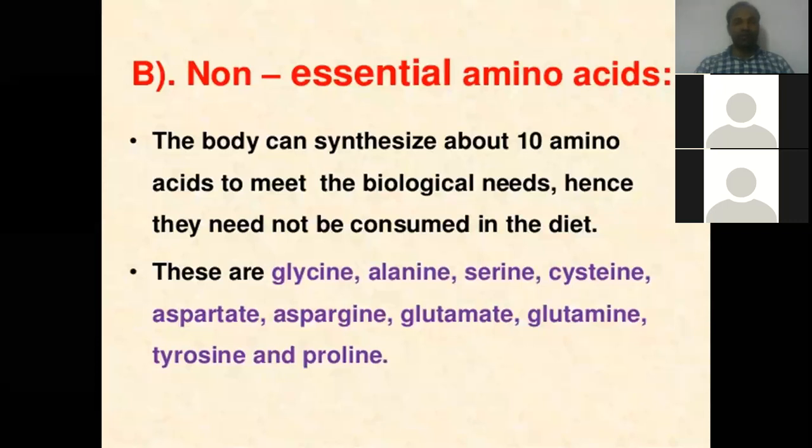में ऑलरेडी सिंथेसाइज हो पाएंगे, ठीक है। So the non-essential amino acids, the body can synthesize about 10 amino acids to meet the biological needs, hence they need not to be consumed in the diet. इनकी कोई जरूरत नहीं होती कि हम लोग उसे डाइट से लेने ही चाहिए। These are, यहाँ पे एग्जाम्पल दिए नॉन एसेंशियल अमीनो एसिड के, glycine, alanine, serine, cysteine, aspartate, asparagine, glutamate, glutamine, tyrosine and proline, ठीक है। So these are the 10 examples of the non-essential amino acids.